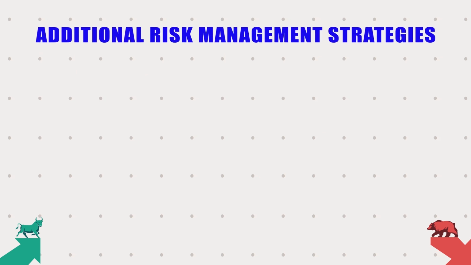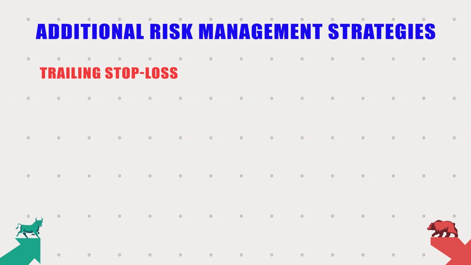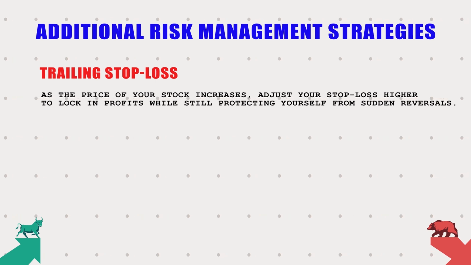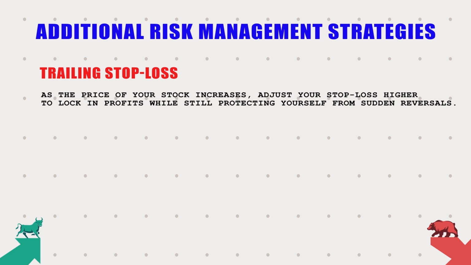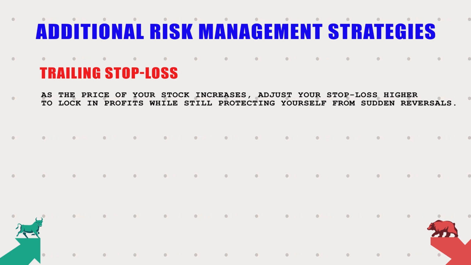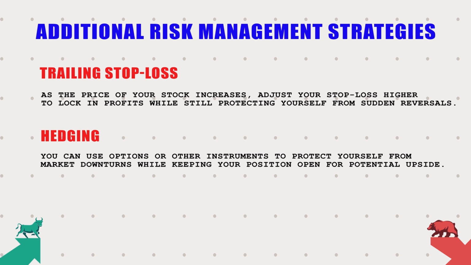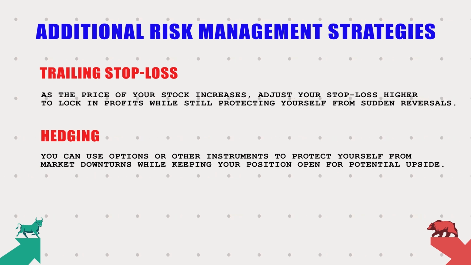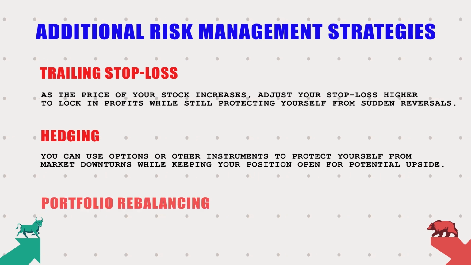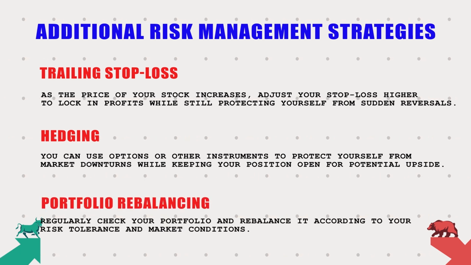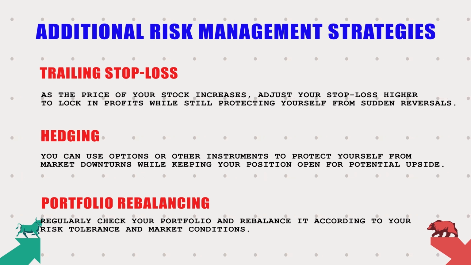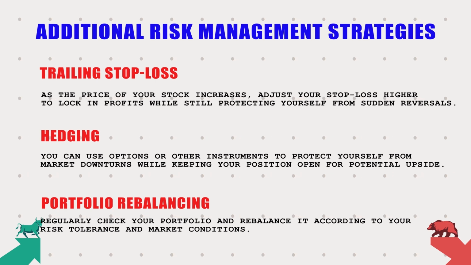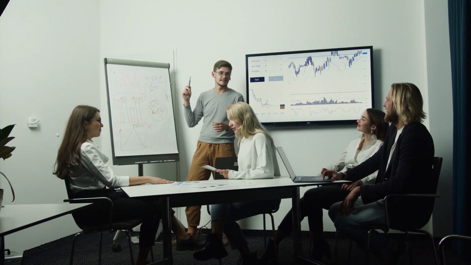Beyond the basic components, there are additional strategies to refine your risk management plan. Trailing stop loss. As the price of your stock increases, adjust your stop loss higher to lock in profits while still protecting yourself from sudden reversals. Hedging. You can use options or other instruments to protect yourself from market downturns while keeping your position open for potential upside. Portfolio rebalancing. Regularly check your portfolio and rebalance it according to your risk tolerance and market conditions. Markets change, and so should your approach.